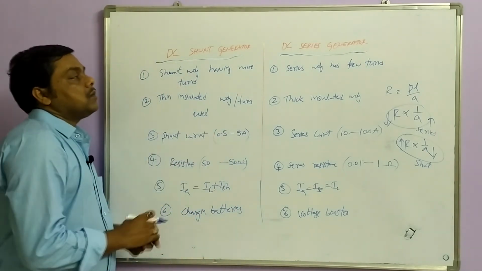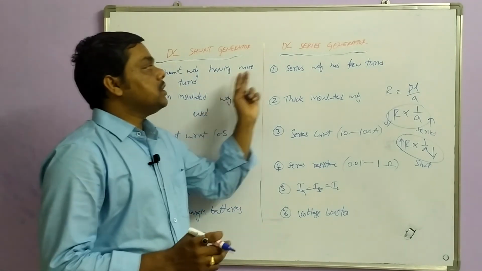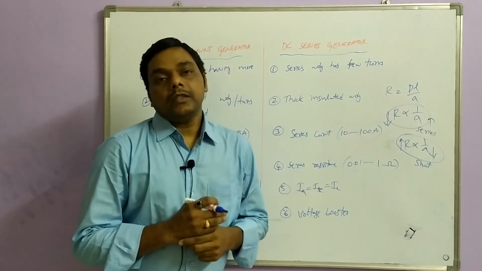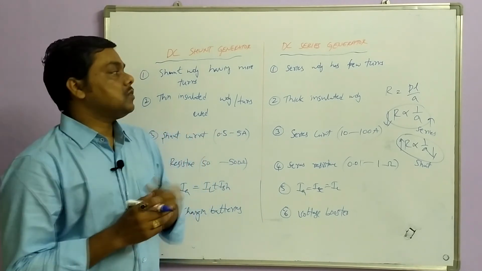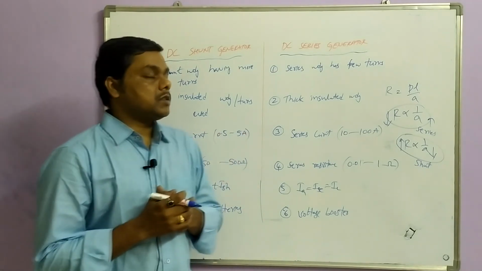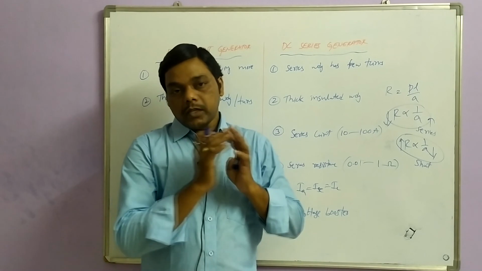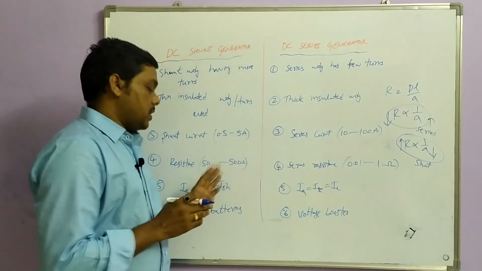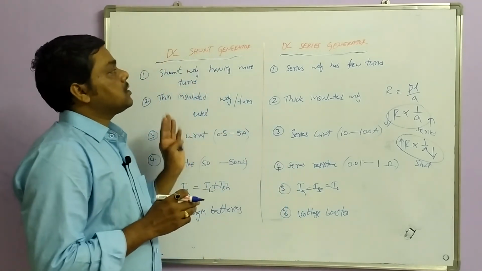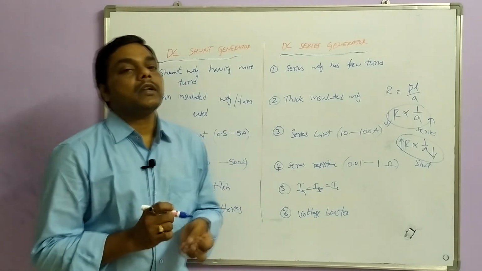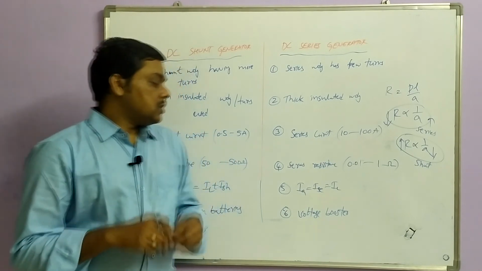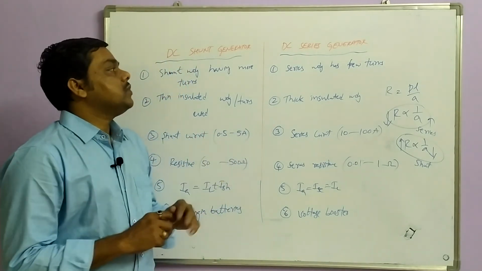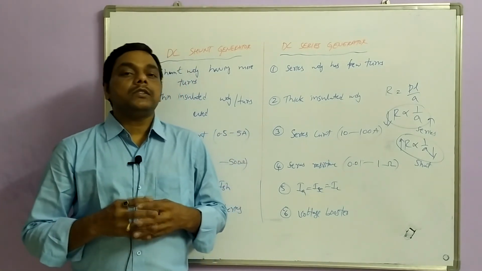Now this is the basic difference between series and shunt generators. But if you combine series and shunt generators, we will have compound generators. So we get both functions, so it can act as a series as well as a shunt generator, and the characteristics are going to be added. Now this is the main difference between shunt and series generators.